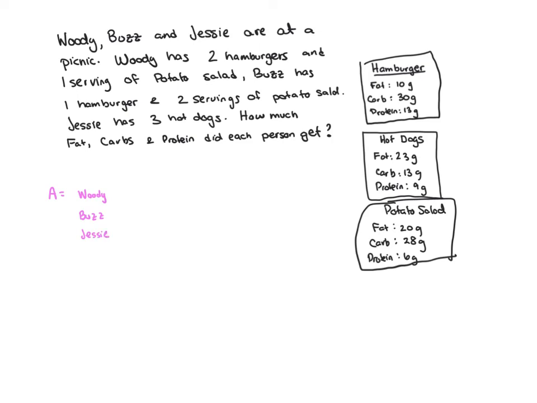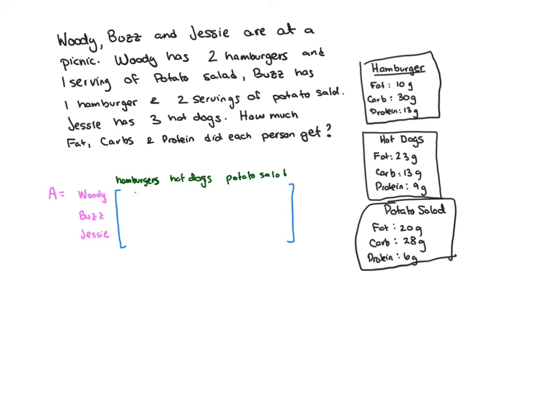It's going to tell me which food they have. So if they have hamburgers, potato salad, let's do in the order that they're listed on the side there. So hamburgers, hot dogs, and potato salad. Okay, so now I'll actually fill in my matrix A.